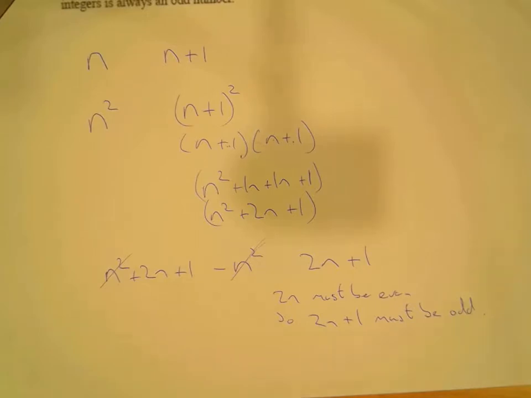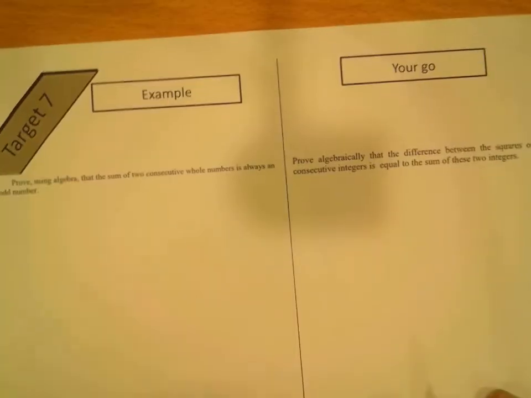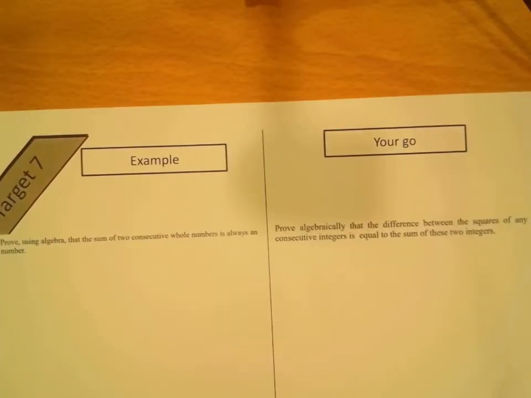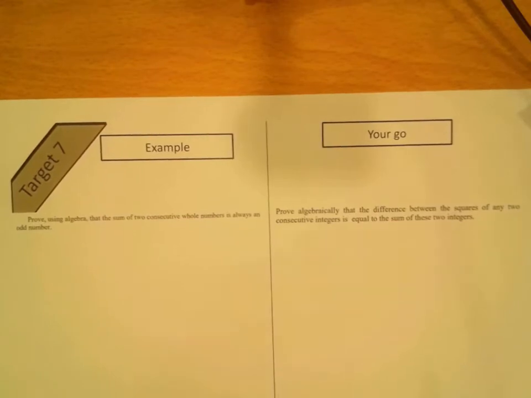So, two questions for you to press pause and have a little go at. Pause. So, prove using algebra that the sum of two consecutive whole numbers is always an odd number.